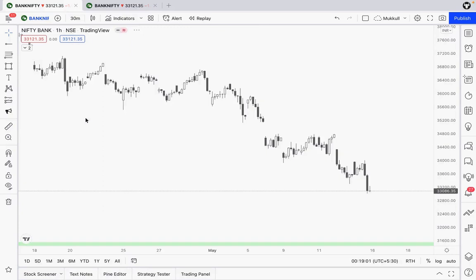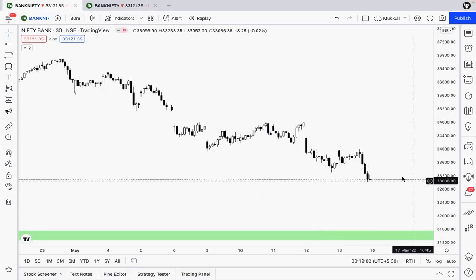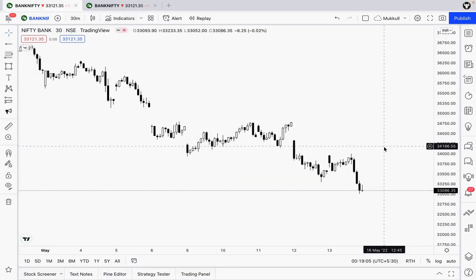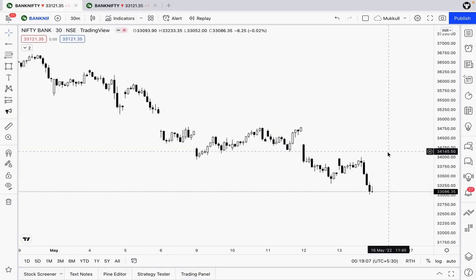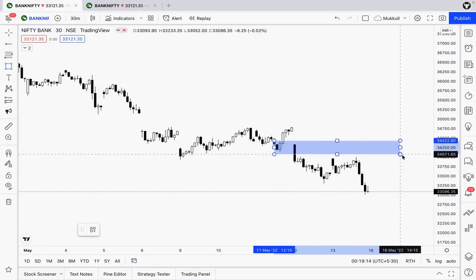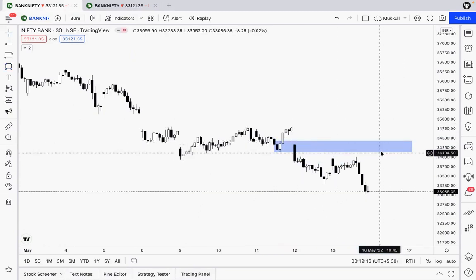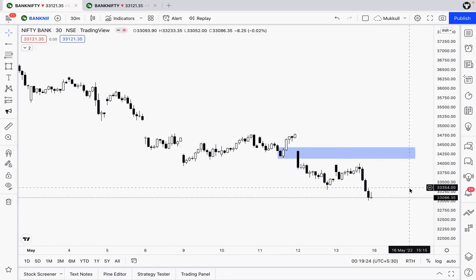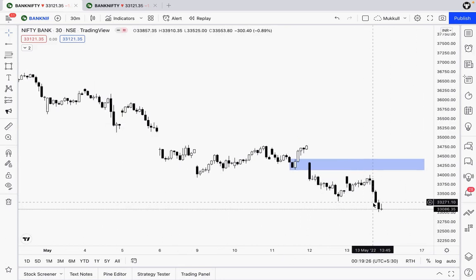Now, if we go to 30 minutes, we come down further. If you see, the reaction for Bank Nifty was very quick, or you can say almost similar to that of Nifty. We never touched this particular zone again, whereas for Nifty, we touched it again and then came down. So Bank Nifty was weaker on the previous trading day, and that was clearly visible.